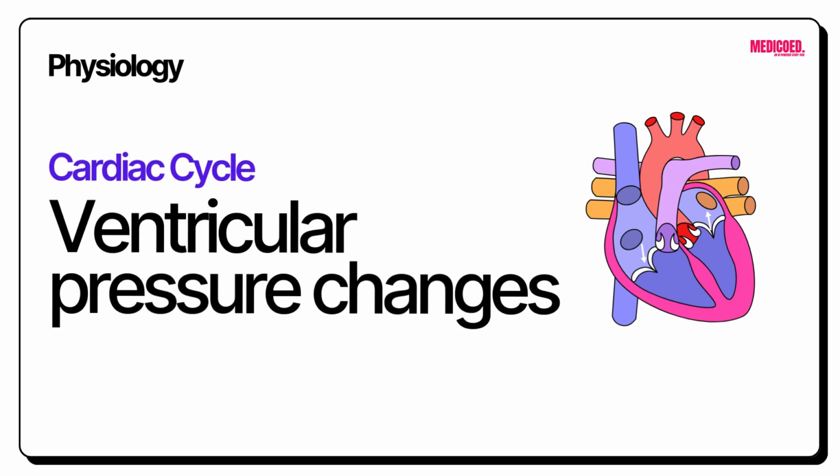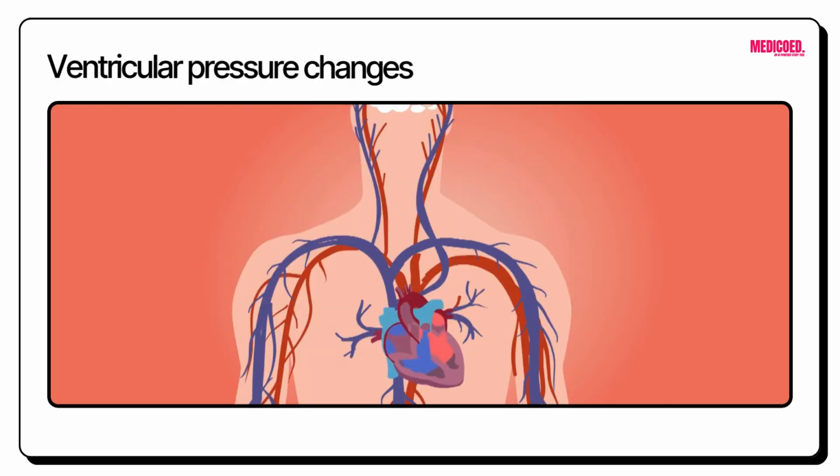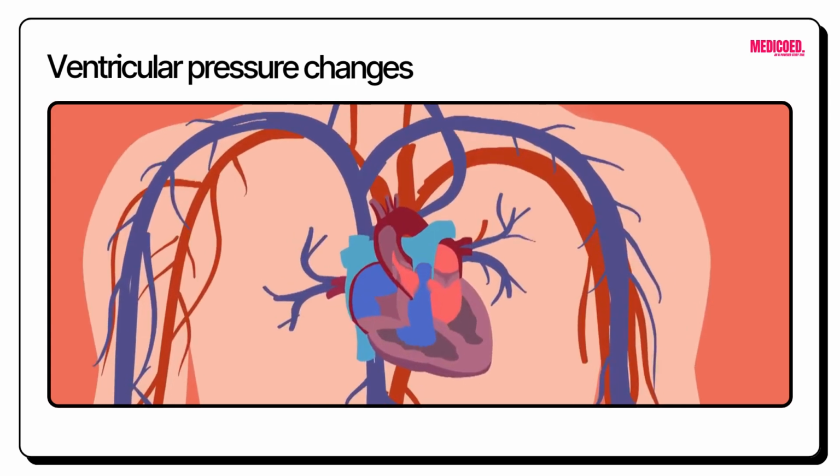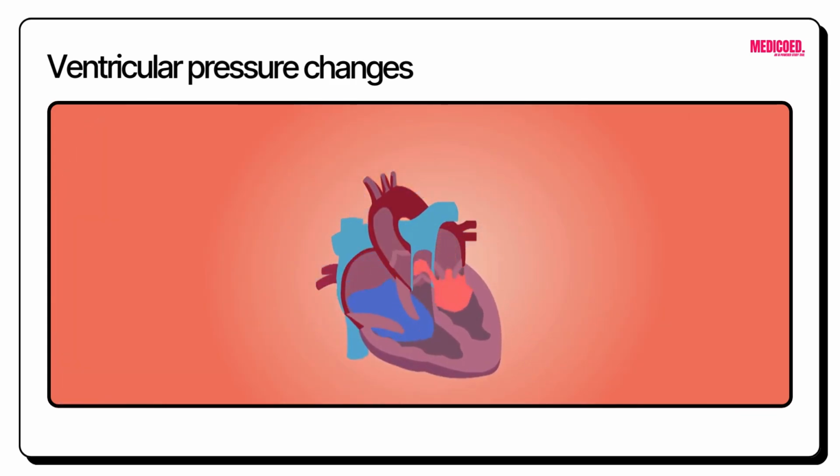Understanding ventricular pressure changes in the heart. The heart functions through a rhythmic cycle of contraction and relaxation, driven by changes in ventricular pressure. This pressure controls blood flow and valve movement, ensuring efficient circulation. Let's examine these changes alongside a pressure graph.